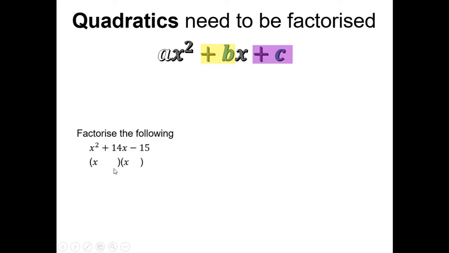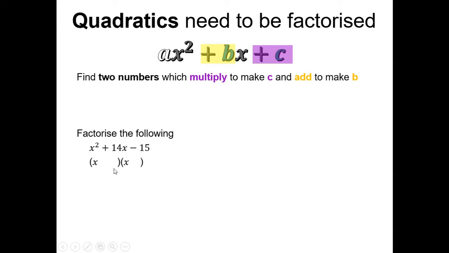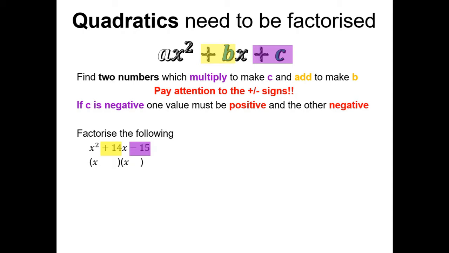Starting with my x and my x in both brackets, think about our two numbers. They need to multiply to make c, and in this case, c is negative 15. The sign is included. And add to make b, and in this case, the b is positive 14. So again, start with your factors, not with the numbers that add to make 14, the numbers that multiply to make negative 15. Again, attention to the signs. If they multiply to make a negative, one of those numbers is positive and the other is negative, right?